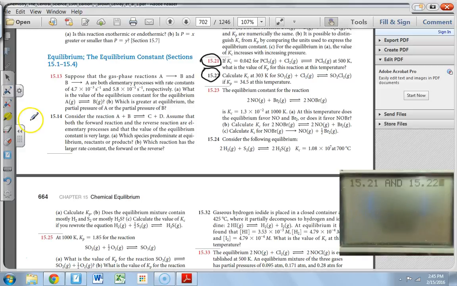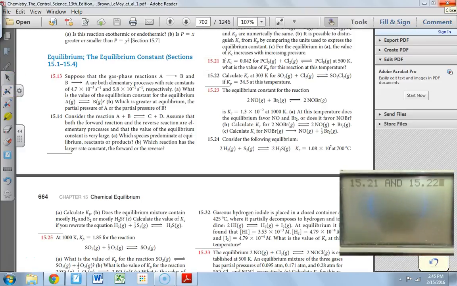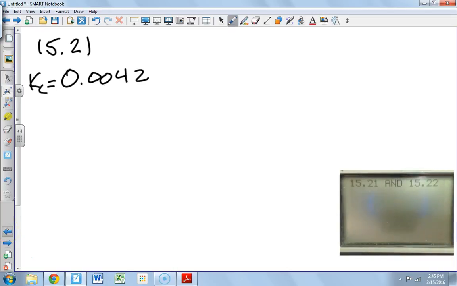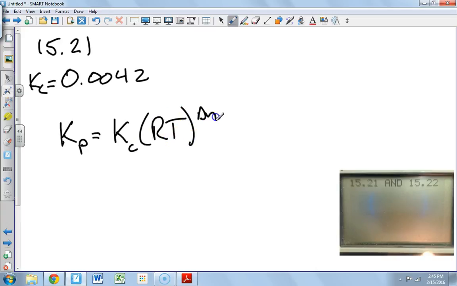Okay, so in terms of this question here, Kc and Kp are related to each other, and that's the learning that we need to know. Let's do 15.21 first, and the formula is Kp equals Kc times RT to the delta n.